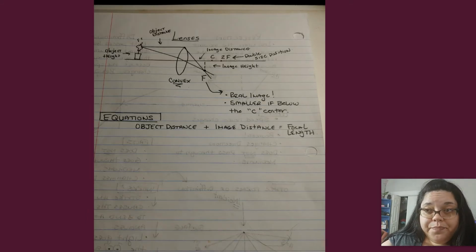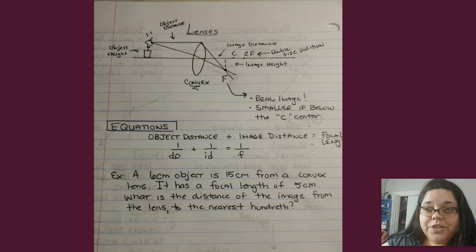Your equations. So your equation is object distance plus image distance equals the focal length. This is how you can figure out any of the distances, or you can figure out the lengths that you need. So this is the equation: 1 over the object distance plus 1 over the image distance is equal to 1 over the focal length.